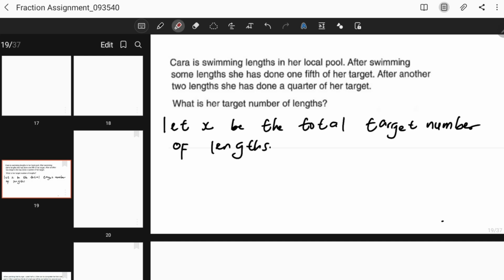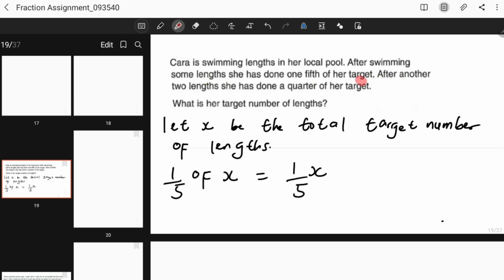Now the question says that after swimming some length, she has done 1/5 of her target. This simply implies that after some time she covered 1/5 of what? Of x. So she has actually covered 1/5 x.